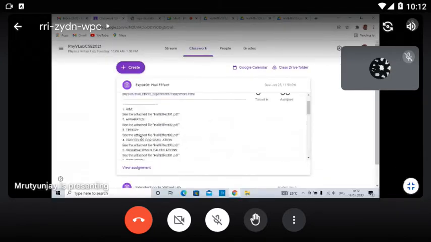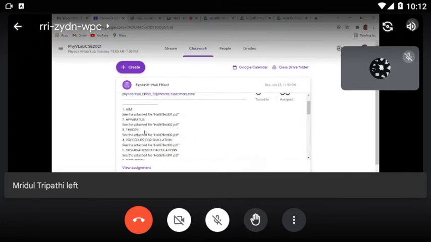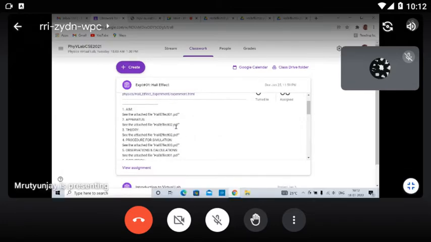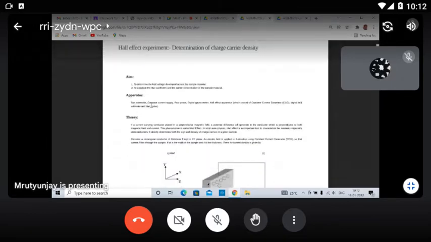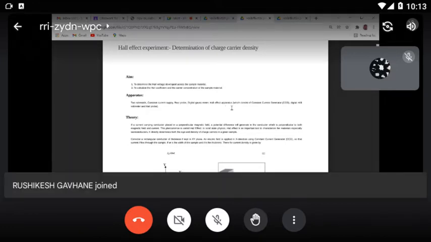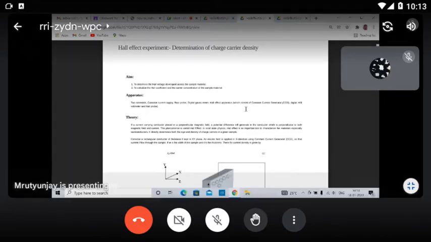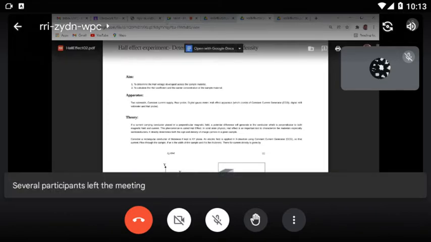Then you have to write what apparatus is required. For apparatus required, see the attached file Hall effect 02.pdf. These are the apparatus: 2 solenoids, constant current supply, 4 probe, digital gauss meter, Hall effect. These are the apparatus required to perform this experiment. We have them.